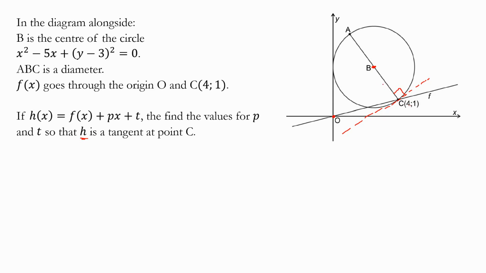Right, so we can get the gradient of BC, and then from the gradient of BC, we're going to get the gradient of the tangent, and then from there, we're going to find the equation of the tangent. Okay, right, let's try to do that, so we can find the coordinates of B here. How can we find the coordinates of B from this equation?